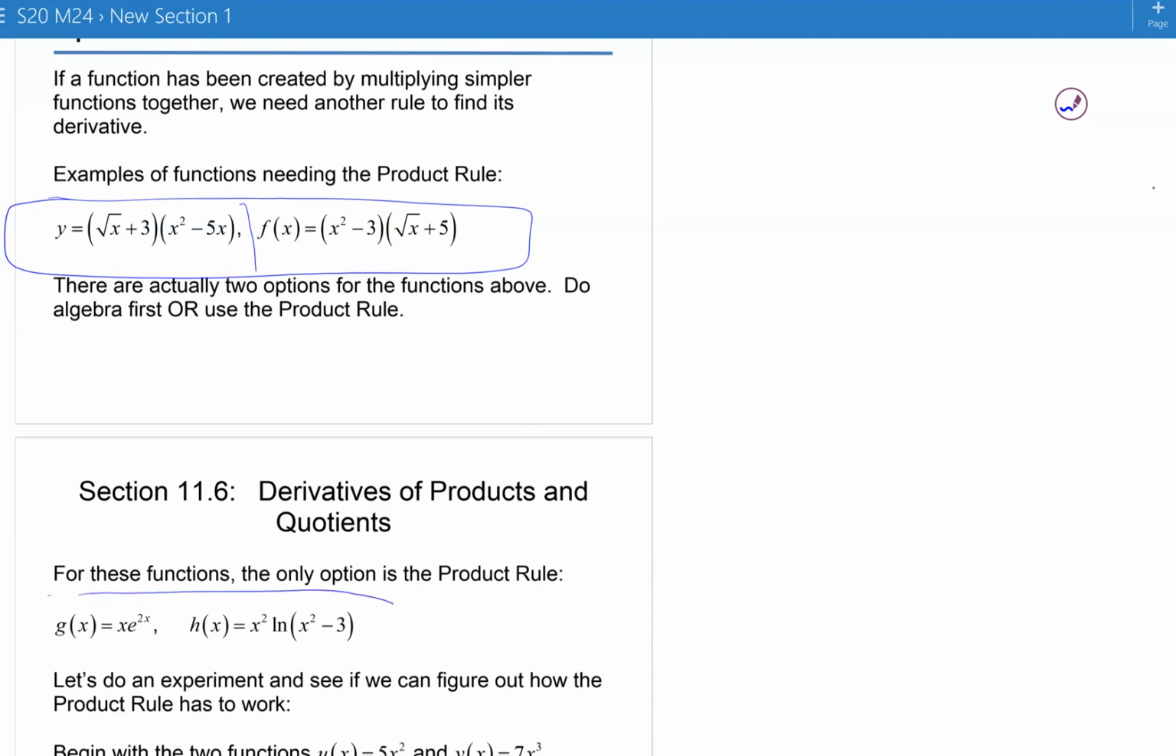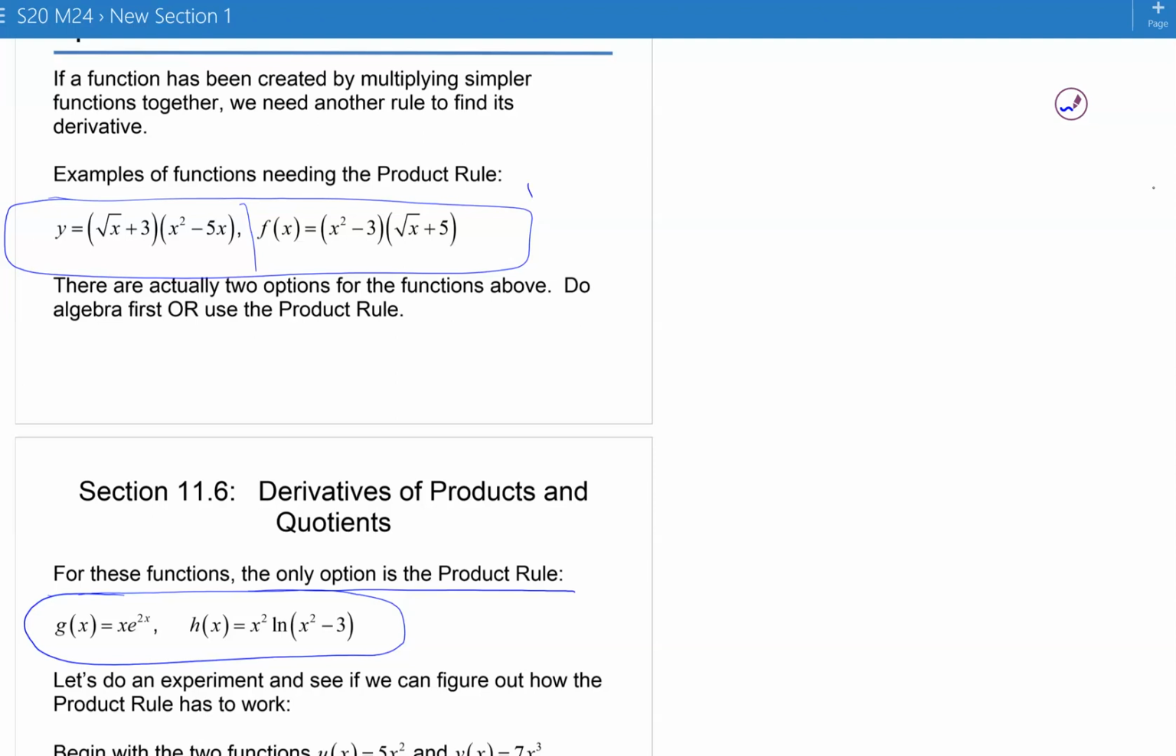For the next two example functions, the only option is the product rule. It's kind of hard to demonstrate why you need it when we haven't yet learned the exponential and logarithmic functions, but know that that's coming.